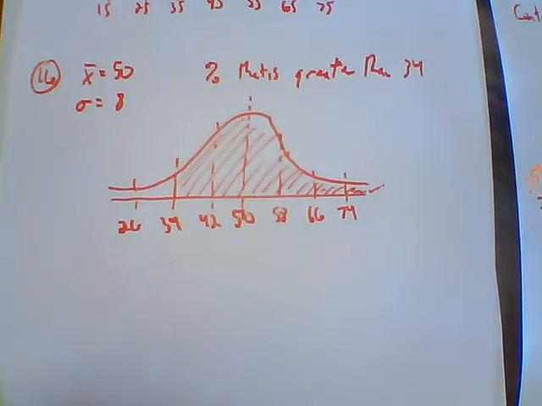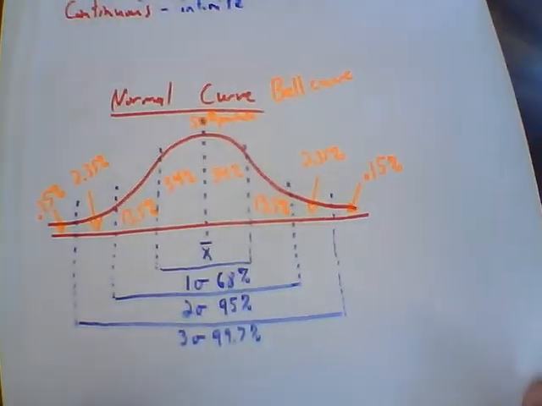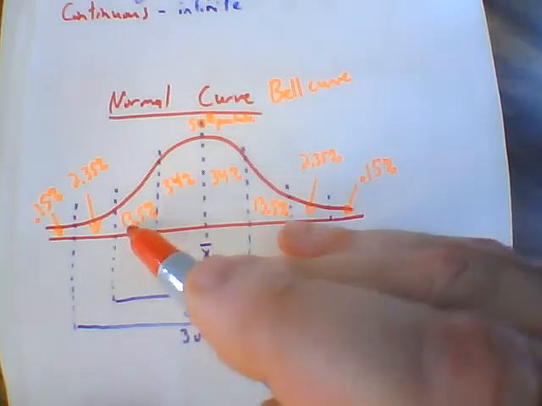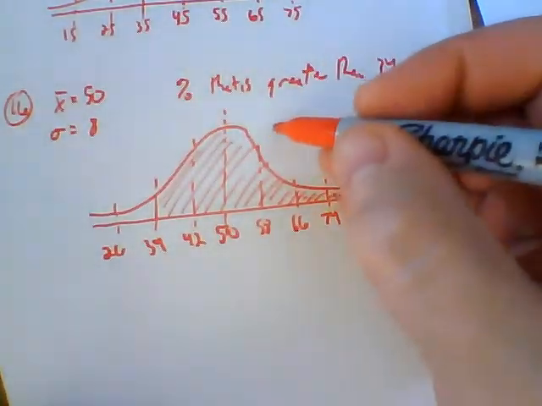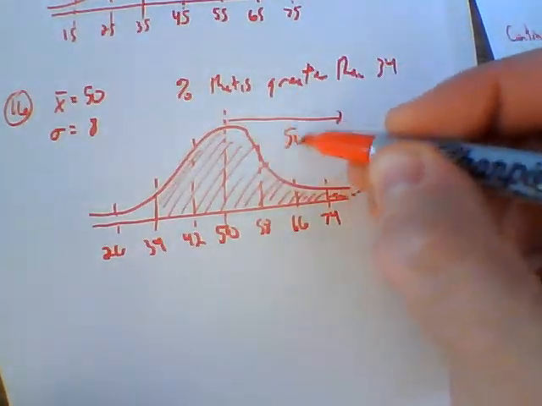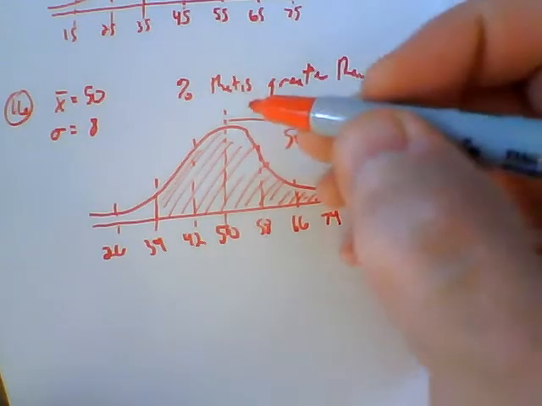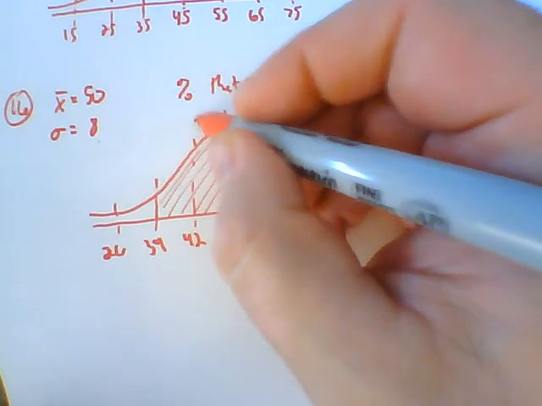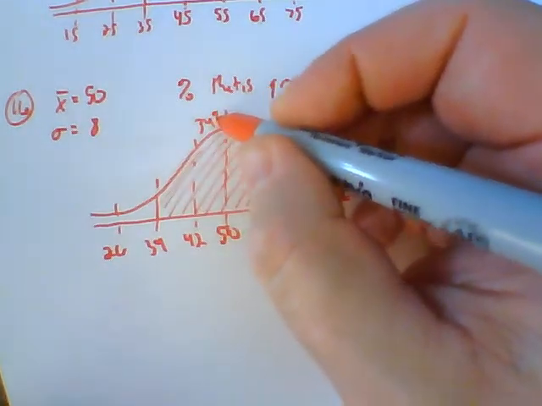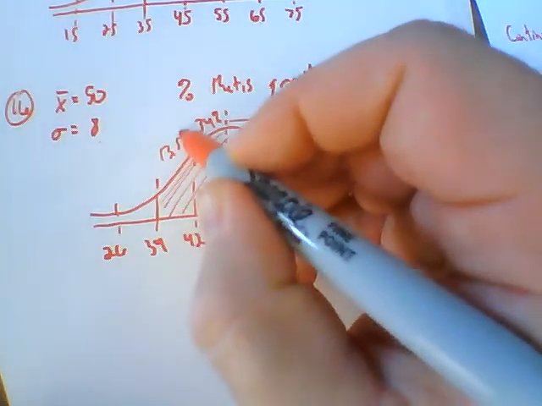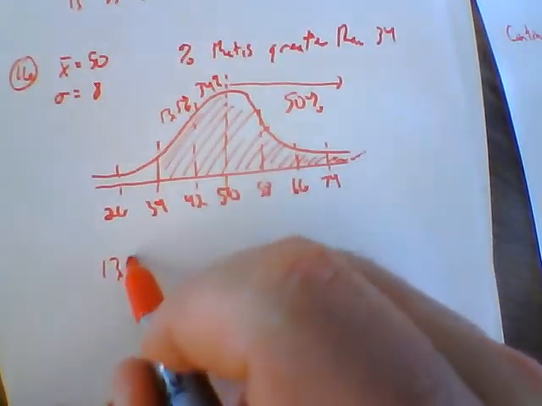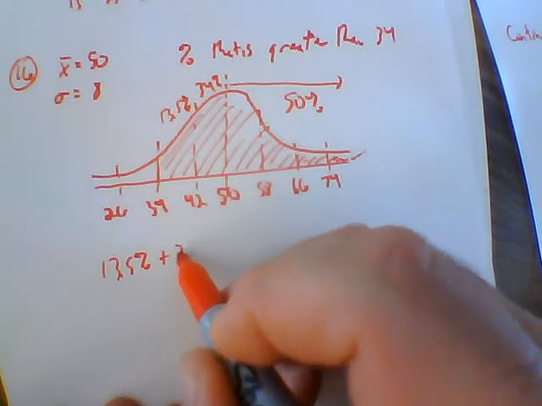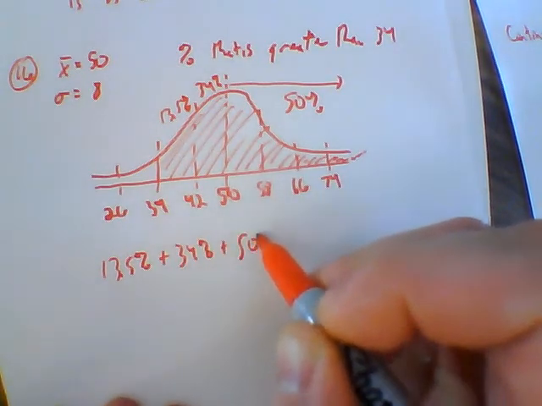So if we think about it, kind of going back, I'm just going to quick slide this back over. We have all these parts in here. If we remember, on this side of the mean, right here over, was 50%. This then was 50%, but I don't have everything. I have this 34%, and then I have this 13.5%. So what we're going to do is we're going to say 13.5% plus 34% plus 50%.